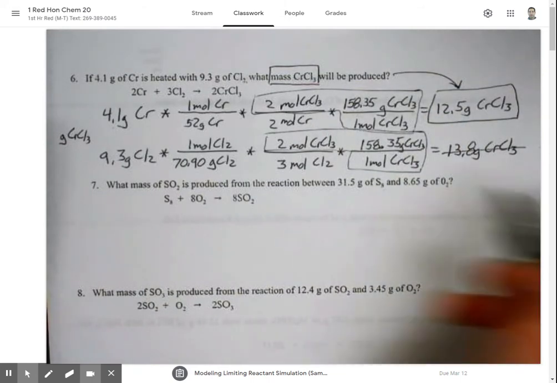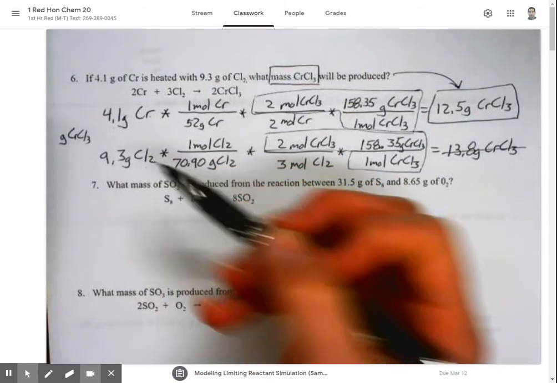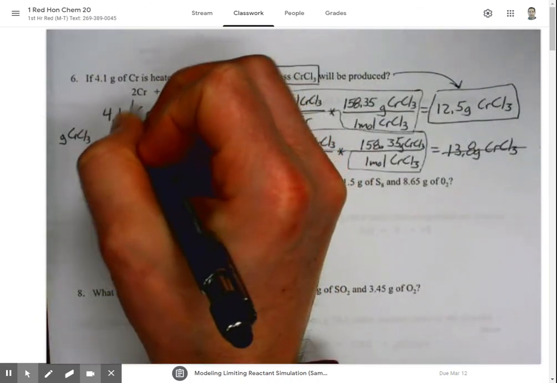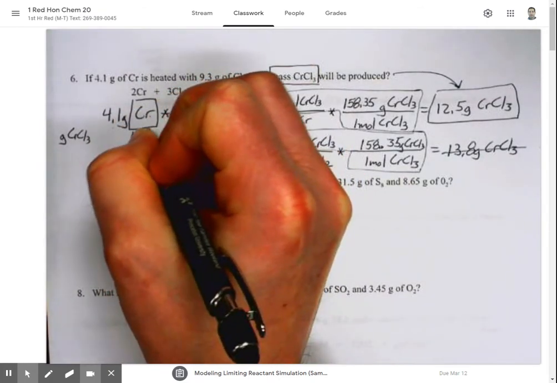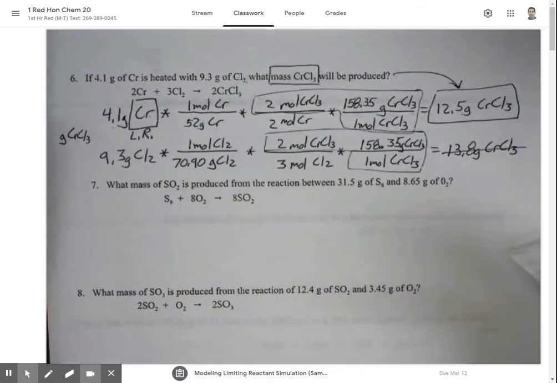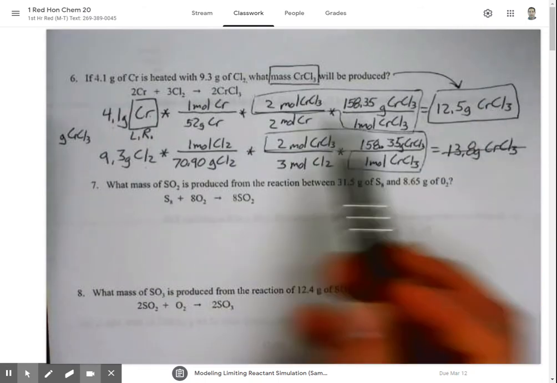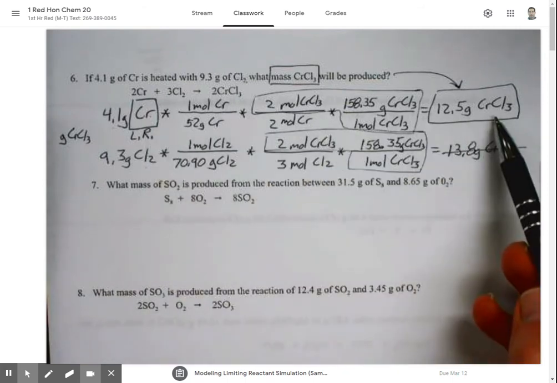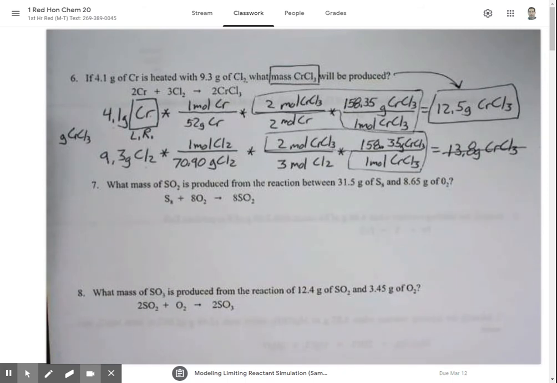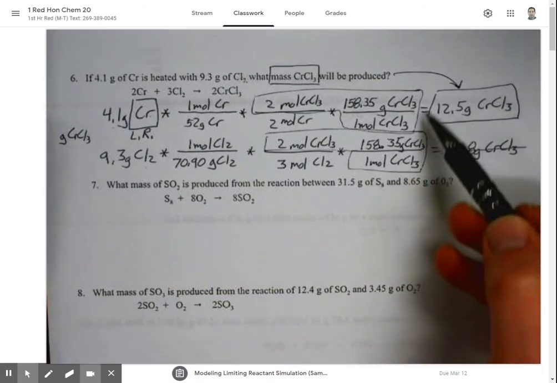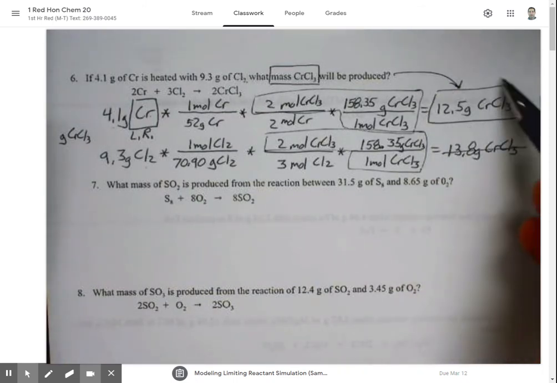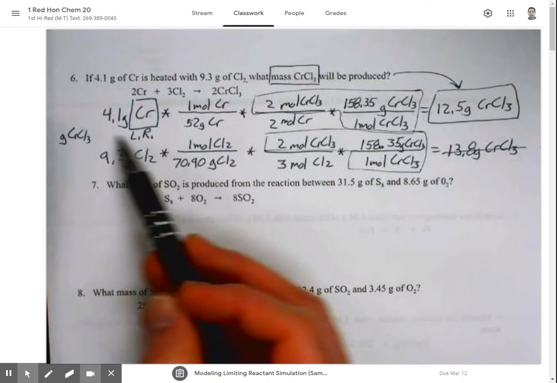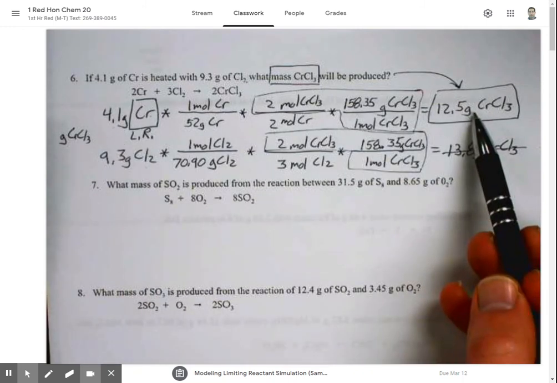If they were to ask you for which of these was the limiting reactant, it's the one that produces the smallest amount. So in this case, chromium is the limiting reactant. If I had more chromium, I could make more product, but I don't. So this is as much product as I can make. This limits the amount of my product. So if they ask you for the amount produced, you're looking at this answer, whichever one is the smallest. And if they ask you for the limiting reactant, it's the reactant, the starting stuff, that produces the smallest amount.